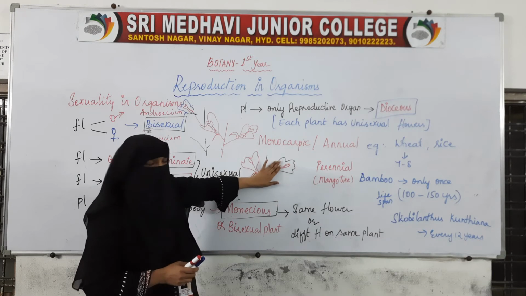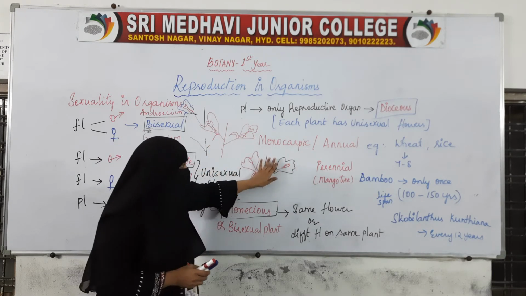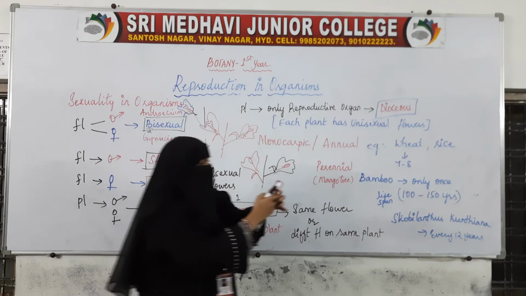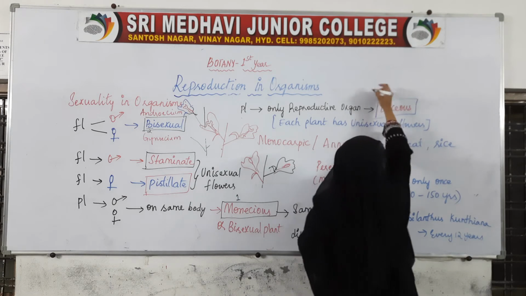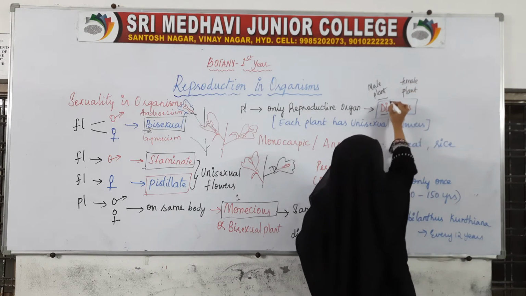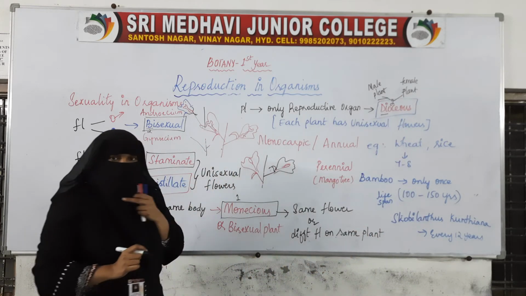This is the male plant body, this is the female plant body. Two different plants, but this is the male plant and this is the female plant. So in dioecious, two plants will be there. One will be male plant and another will be female plant.